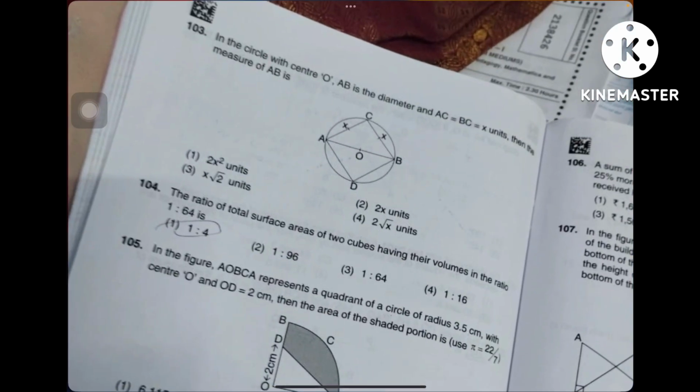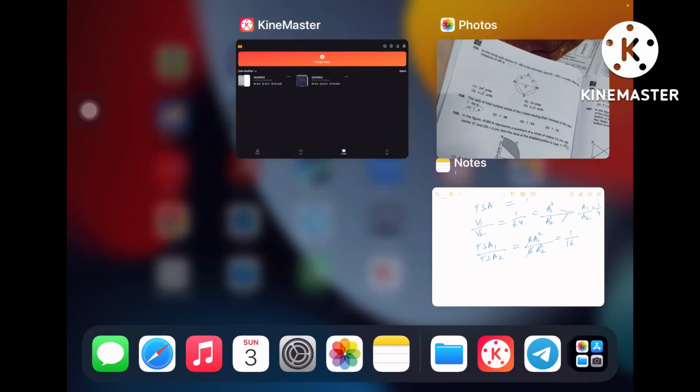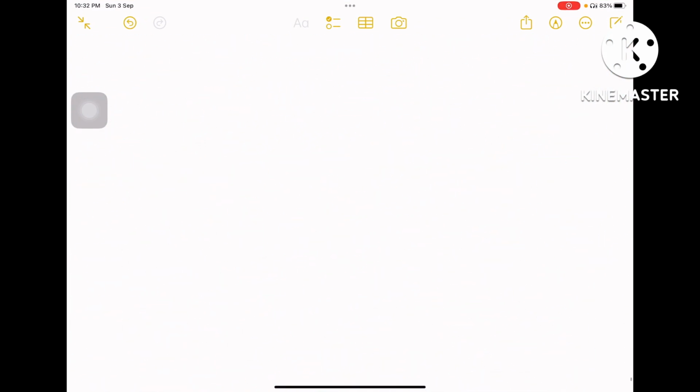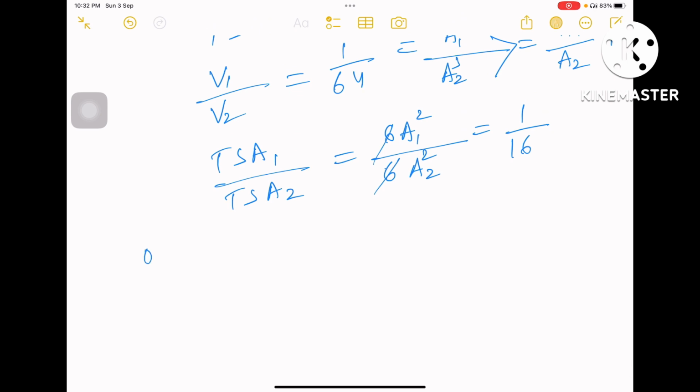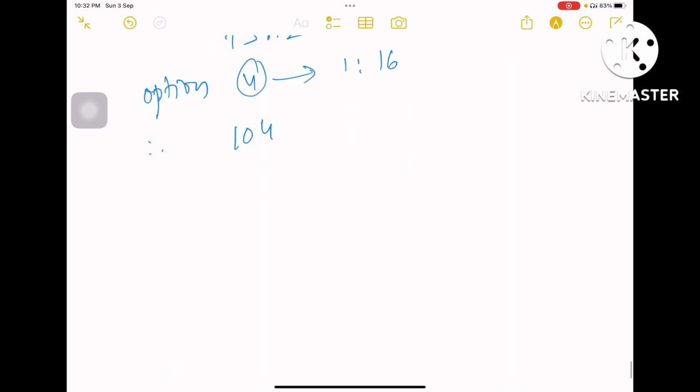The options are 1:4, 1:96, 1:64, 1:16. So the correct option in this case is option number 4, that is 1:16. Therefore the answer for question number 104 is option number 4, that is 1:16.